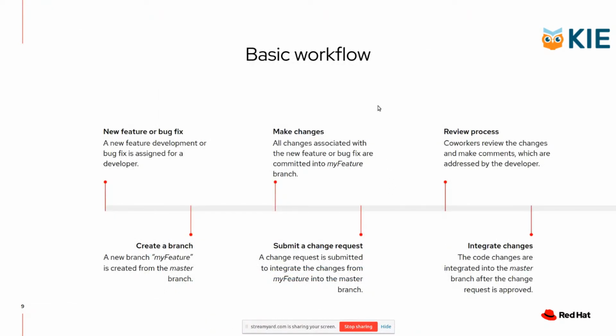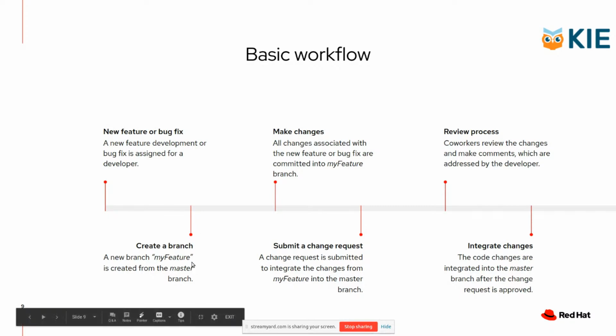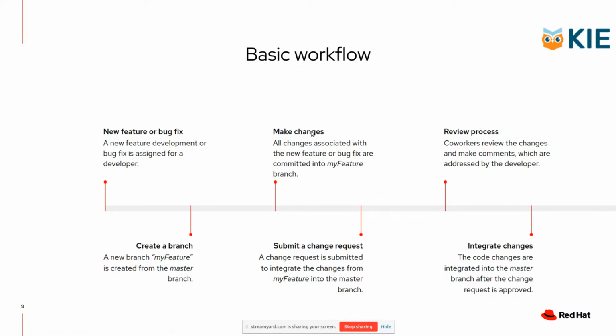So that's it. That's the basic workflow. Here's a summary of the workflow. Probably you would have other use cases, but that's the basic workflow. First, just to review it, you would have a new feature or bug fix to work on, and you would assign this bug fix or new feature to a developer. After that, the developer creates a branch for this feature to work on it. Then they make all the required changes associated with the feature.